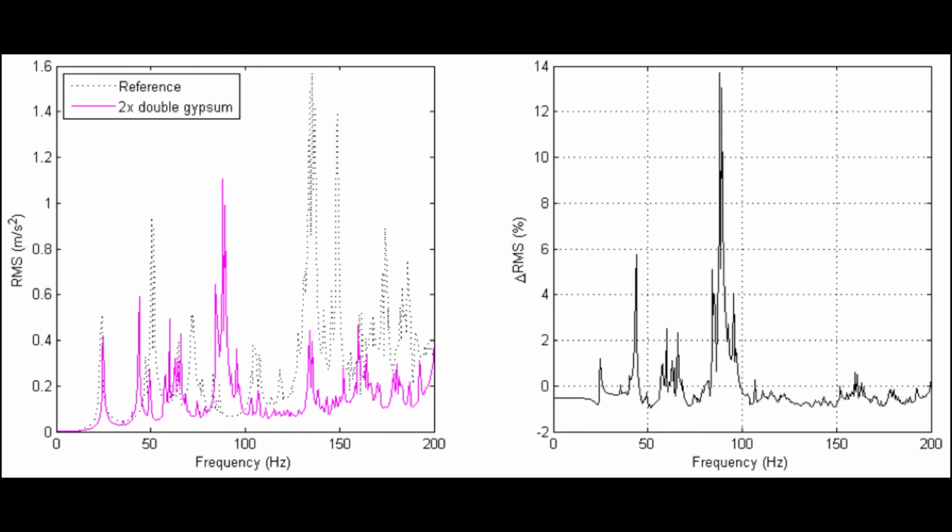In the case of double sheets of plasterboard on either side of the wall, the sound reducing performance in the higher frequencies is generally better than for the reference wall, though there is one very major peak at 90 Hz that you may be concerned about.